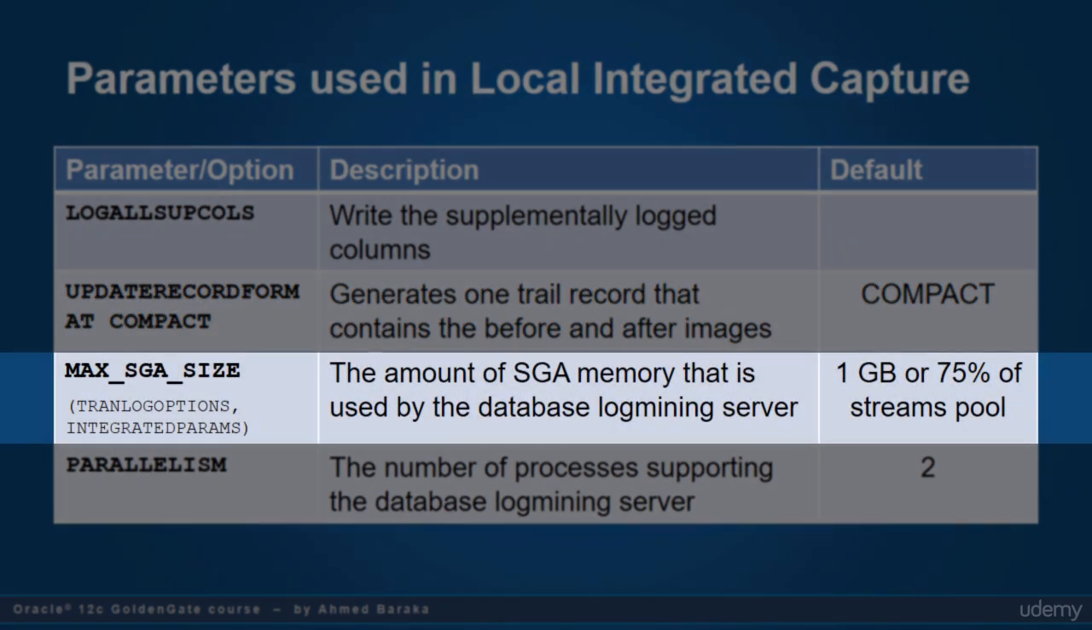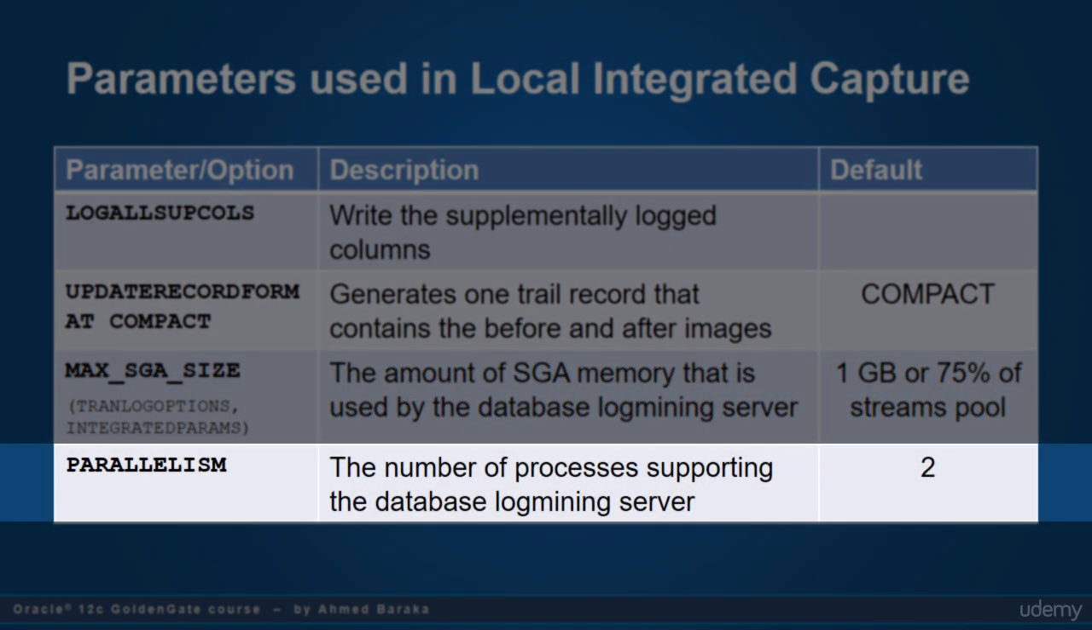MAX_SGA_SIZE is an option in the parameter TRANLOGOPTIONS INTEGRATEDPARAMS. This option specifies the amount of memory to be used by the database log mining server. By default, it will consume 1 GB if the streams pool size is 1 GB or more. If the streams pool size is less than 1 GB, it will consume 70% of the streams pool size. The PARALLELISM option is used to specify the number of the processes supporting the database log mining server. Its default value is 2.